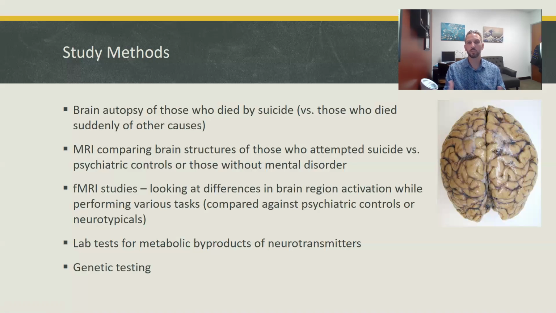And then finally, genetic testing, like mentioned before, trying to understand the differences in genetic codes and also epigenetics between people who are lower risk of suicidality versus those at higher risk of suicidality. Okay, so all those are study methods. They all reveal a slice of the bigger picture. And so we've made a number of interesting findings using these various study methods.